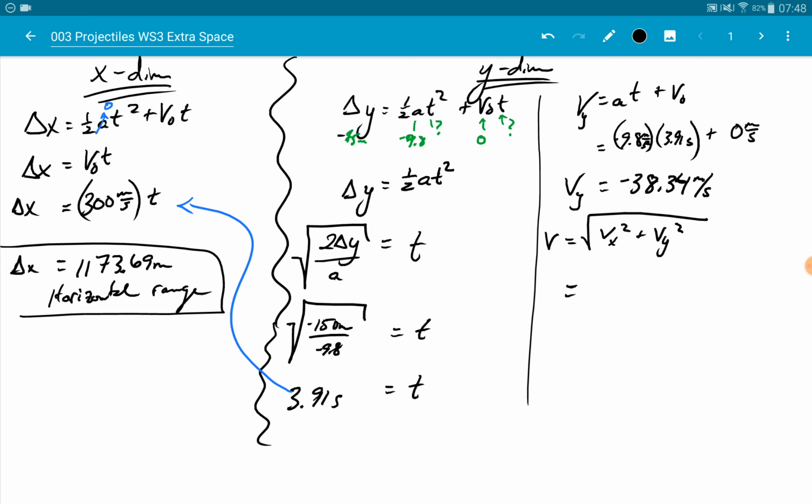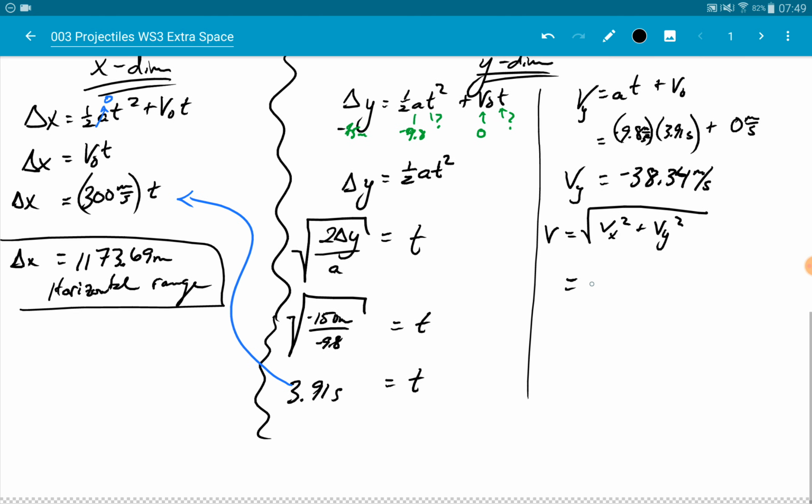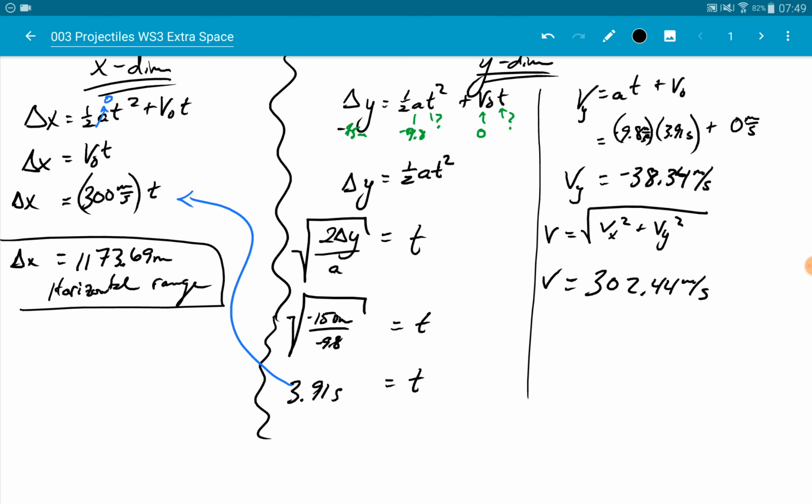Whether you put the vy as negative or not doesn't matter, because you're squaring that anyways. I'm going to store that last vy as a letter in my calculator, and then that just makes punching this in way easier, because now I can do the square root of 300 squared plus my other letter. I just did it as a squared, and then in parentheses, and boom, it does it right for me. So I get 302.44 meters per second for my total velocity.